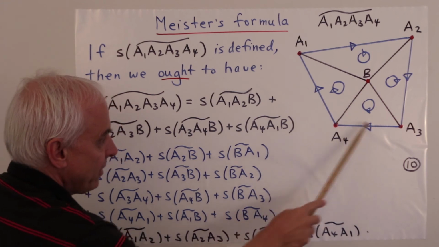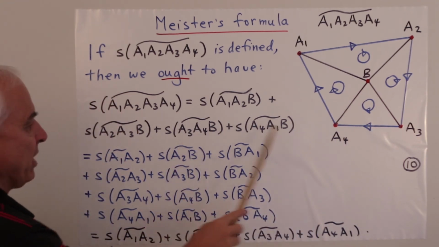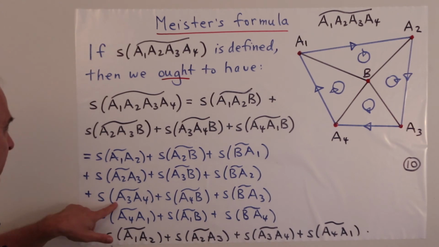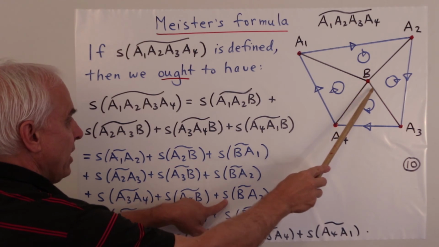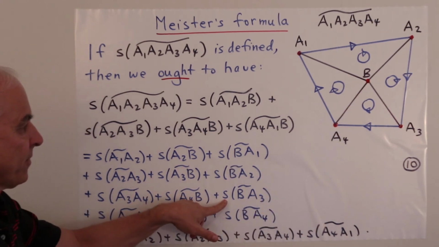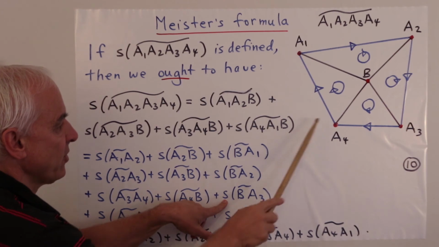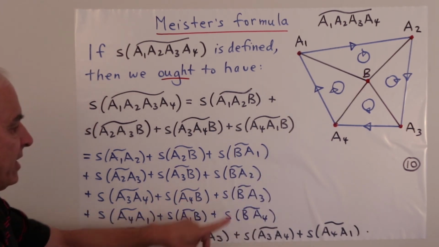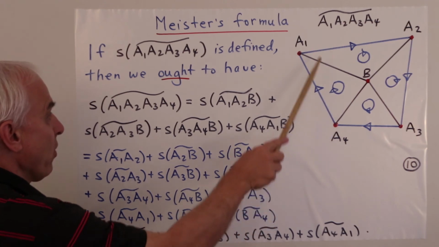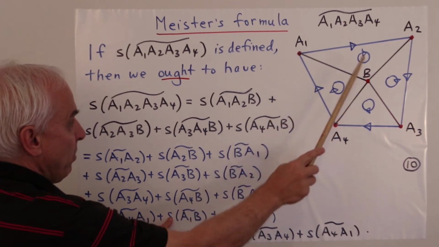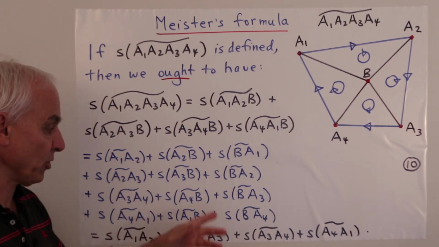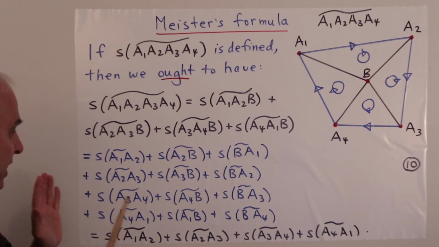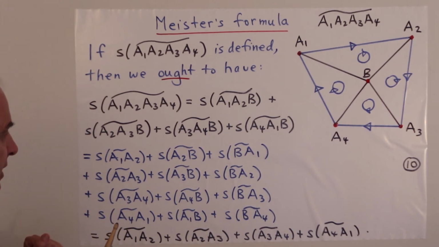And then the next one, which is S of A3 A4 B, there it is there. It's the sum of, this line here, S of A3 A4, S of A4 B, and S of B A3. And finally, the last ingredient, the triangle A4 A1 B, its signed area is S of A4 A1, plus S of A1 B, plus S of B A4. Okay, so we have these 12 terms altogether. And now we sit back and just have a look at them. And I think you can probably guess what's going to happen.